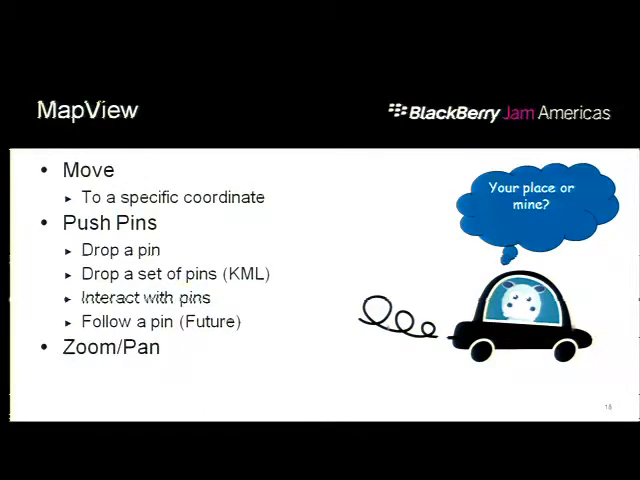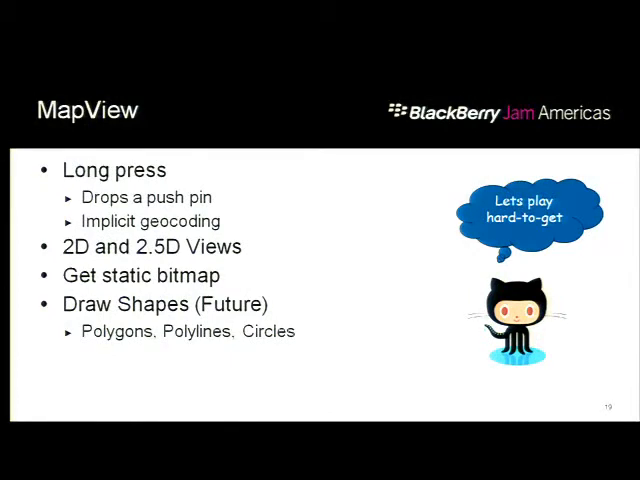One of the features on the roadmap is following a pushpin. So if you change the location of a pushpin, the map will automatically move to keep the pin in view. But you have to enable following of that pin. And zoom and pan, of course, come for free. It's just built into the map view control. Another implicit thing that happens with the map view is if the user long presses on a point on the map, a pushpin will drop. And it's not just going to drop a blank pushpin, it's also going to do implicit geocoding to find what the address is for that location, as well as what is at that address.